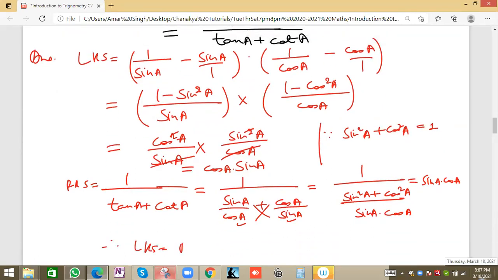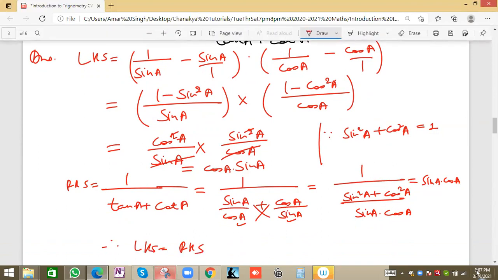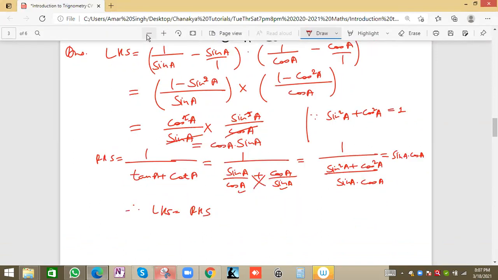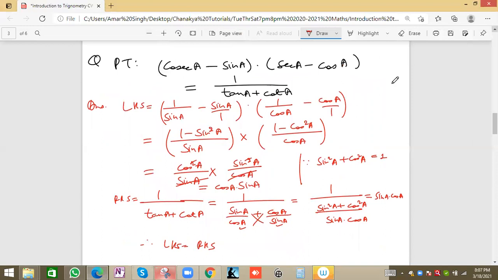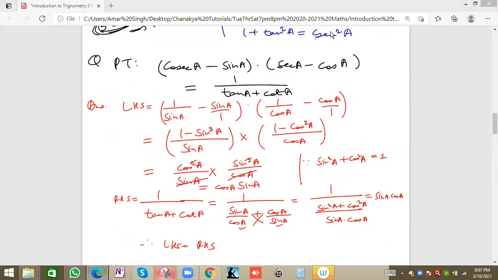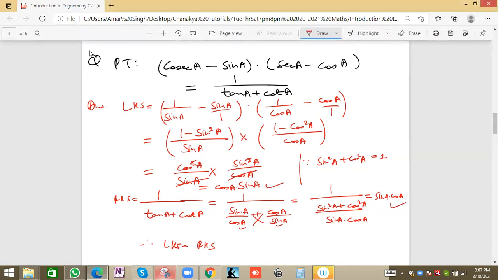Hence we can say left hand side equals right hand side, because both are equal to sin A and cos A. So that means both terms will be equal. Please note the solution. Both will be equal to cos A into sin A. Okay, cos A sin A, sin A cos A, same. That means left hand side equals right hand side.